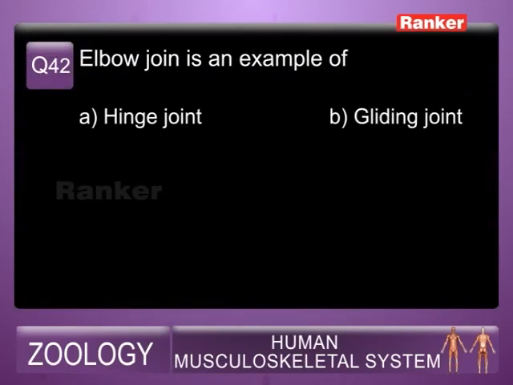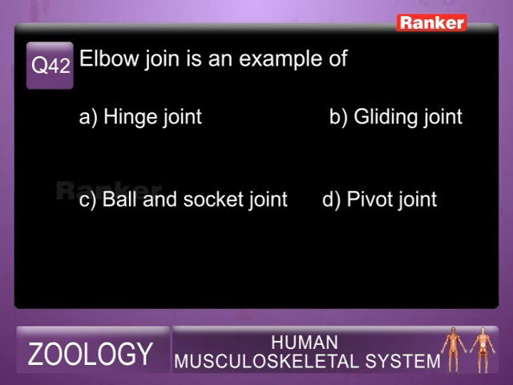Yeah, 42 question is here. Elbow joint is an example of A. hinge joint, B. gliding joint, C. ball and socket joint, D. pivot joint. So elbow is an example for hinge joint. So answer is A.